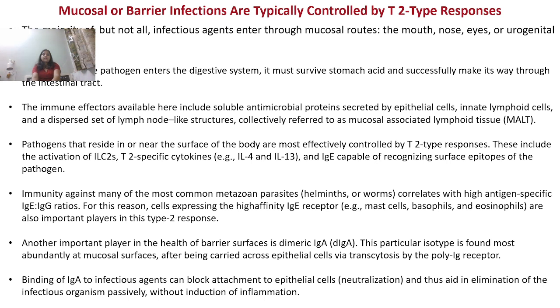Then this IgA can bind to the infectious agents and block the attachment of these agents to epithelial cells, thus neutralizing them and helping in their elimination passively without any inflammation. This is a good thing, that without inflammation, the IgA is able to control the infection and clear the pathogen. Because as I already said, excessive inflammation can sometimes cause many diseases, like autoimmune diseases, and it is not good for health if there is excessive uncontrolled inflammation. So without any inflammation, this IgA can help in removing the pathogen from our body.